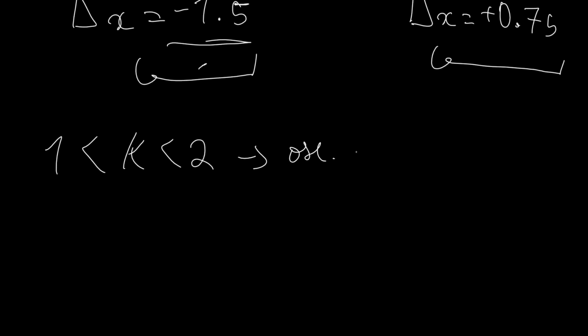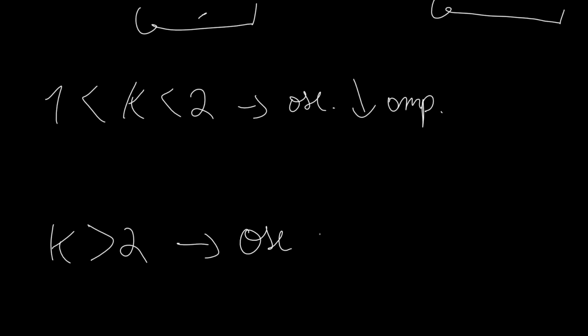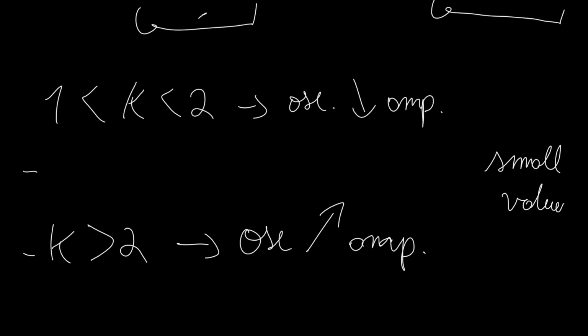And for the case of k greater than 2, if you do a similar analysis to the one that we just did with the iteration, you can see that you'll get oscillations of increasing amplitudes. It is also very important to note that all of these statements that we have mentioned are only valid for small departures, so for small values of x.